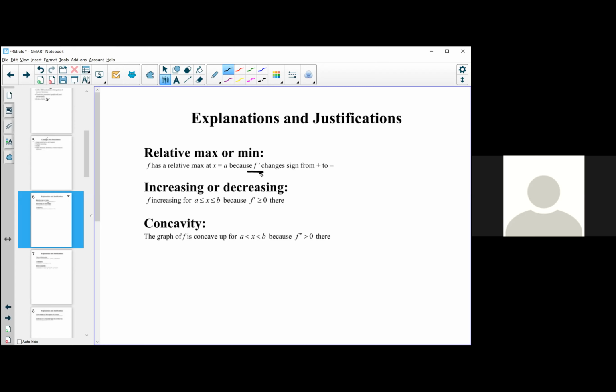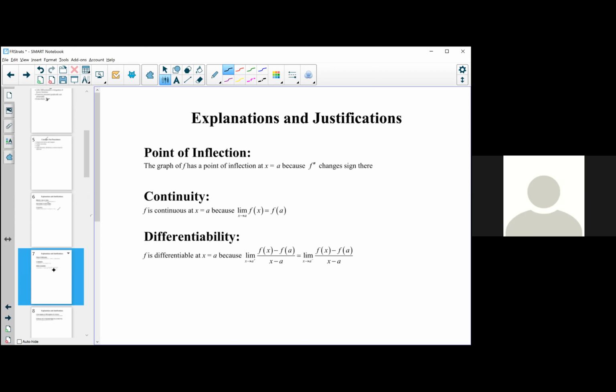Now there are other justifications for concavity that would be acceptable, and I've included those in your handouts. For example, that the first derivative is increasing, f prime is increasing, meaning the second derivative would have to be positive. And by the way, each one of these also has a vice versa side to it too, right? Like concave down because the second derivative is negative, or decreasing because the first derivative is negative, or relative min because f prime changes from minus to plus.